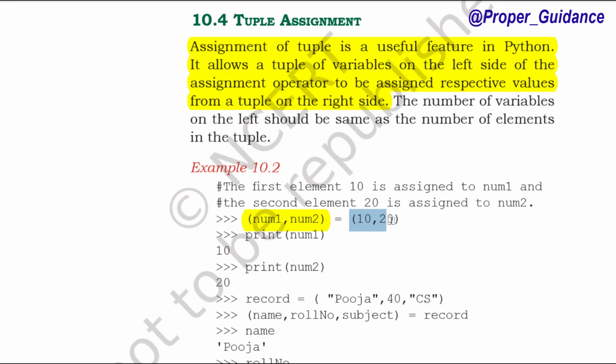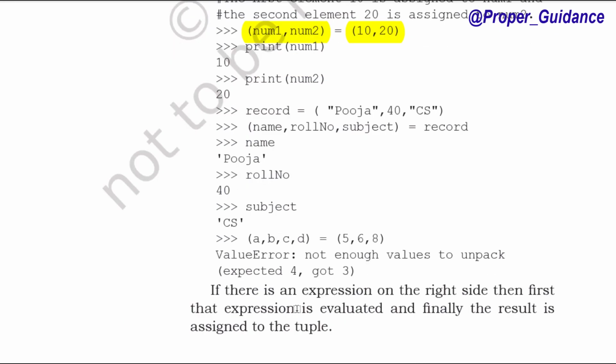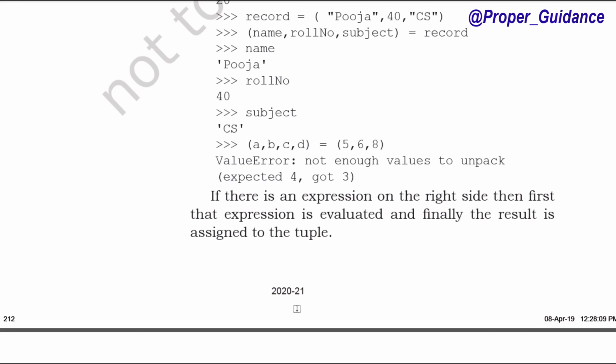And when I give the values 10 and 20, it is clear that num1 gets 10, and we are assigning 20 to num2. So when we print num1, it will give the result 10, and print num2 will give you 20. There are so many examples, please go through them. If there is an expression on the right side, then that expression is evaluated first and finally the result is assigned to the tuple.